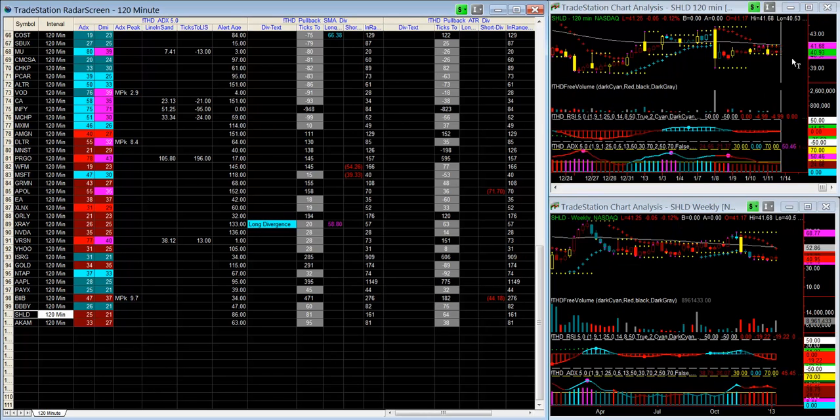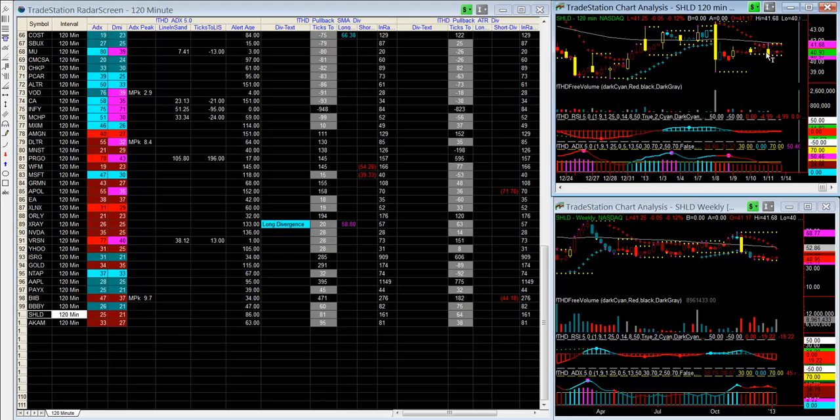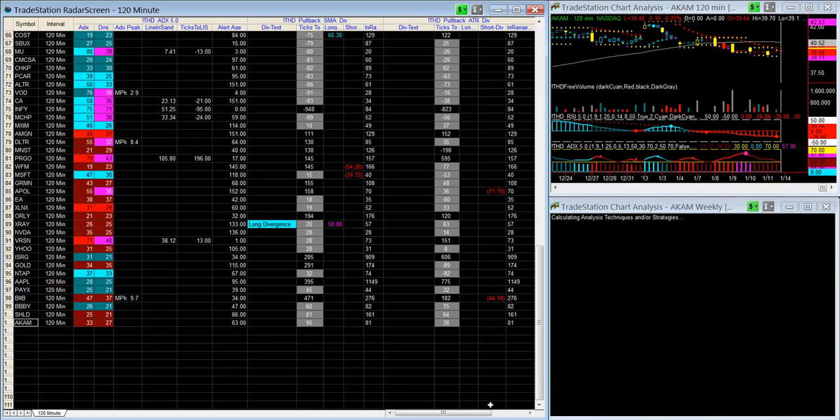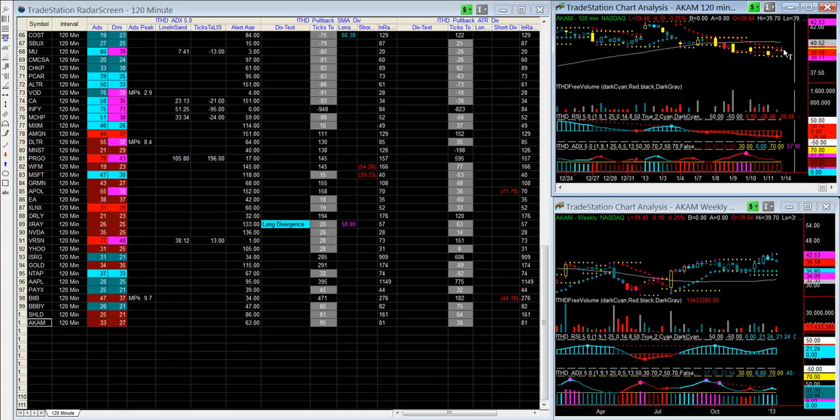And then we have Shield. Again, Shield is about 81 ticks away from the ATR and the SMA actually. And what I would be looking at is a very nice pullback here before I even thought about entering this one. And then the last one is AKAM. Now this one has just pulled back almost to the ATR.